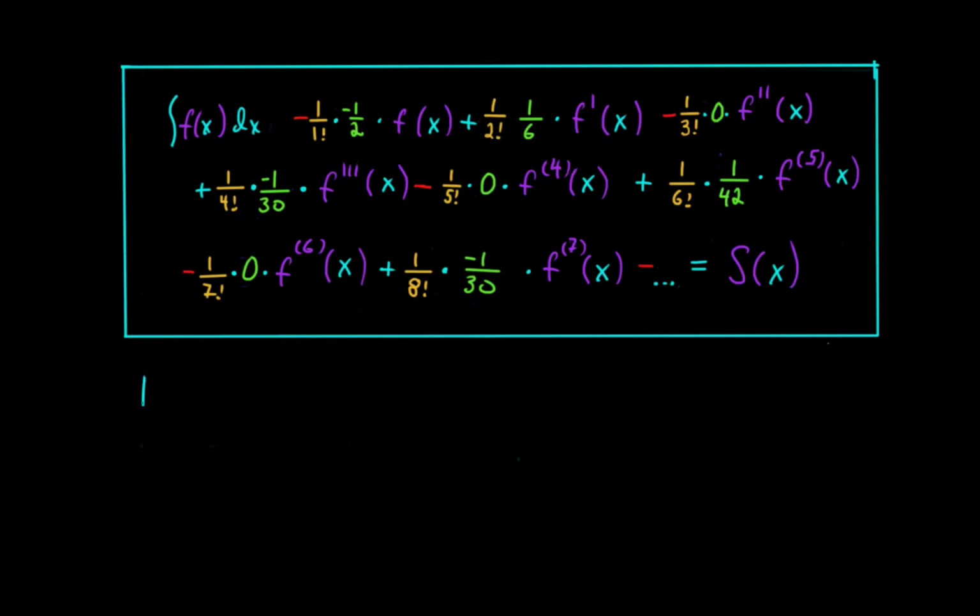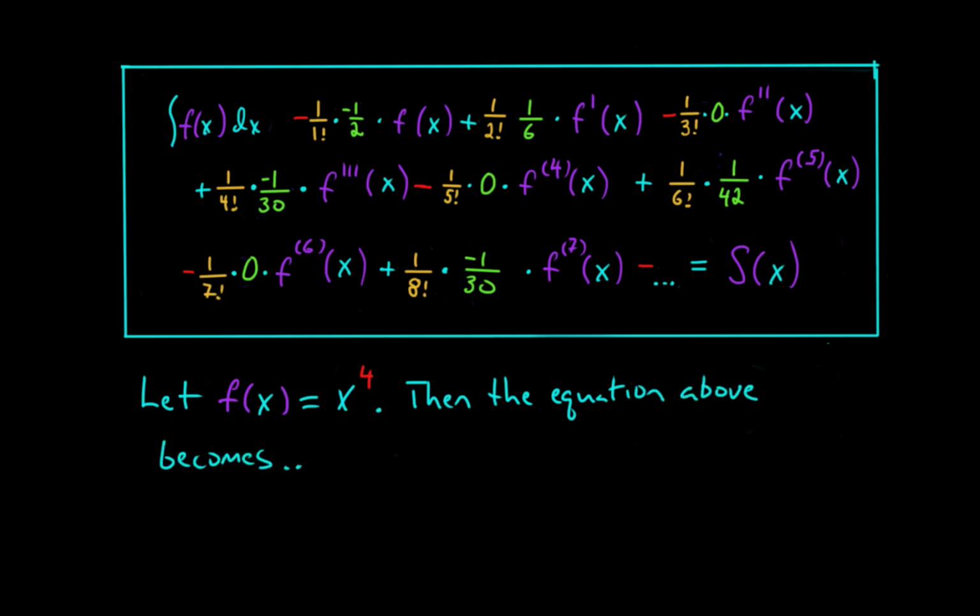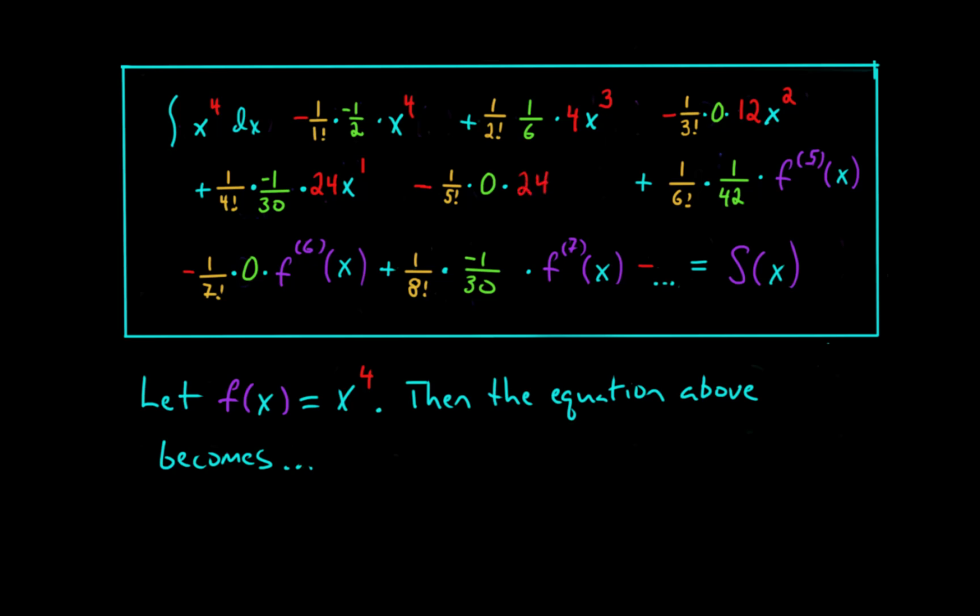This is the Euler-Maclaurin summation formula in the blue box up there, and I'm going to let f of x equal x to the 4th. So when I plug in x to the 4th for f of x, I get the integral of x to the 4th dx, and then I'll plug in x to the 4th in the next term, and then I'll take the derivative to find 4x cubed instead of f prime of x. The second derivative would be 12 times x squared. The third derivative will be 24 times x to the 1st. The fourth derivative will just be 24 times x to the 0.